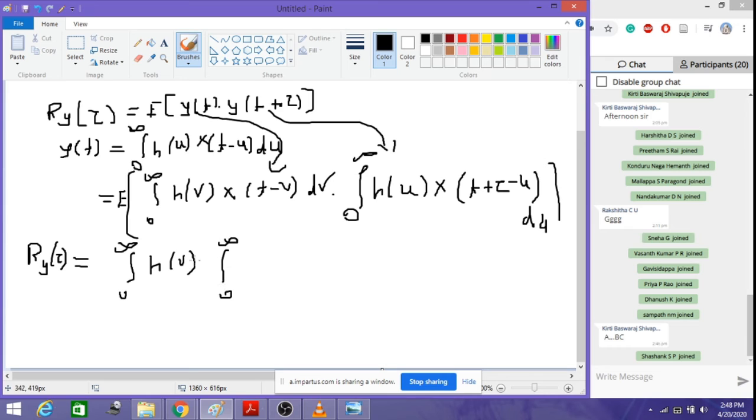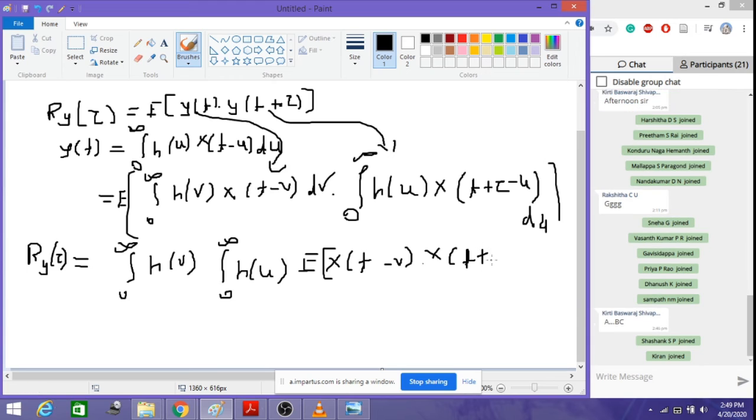The right hand side, rearranging the impulse responses h of v and h of u, when we combine these terms, is the expectation of x of t minus v into x of t plus tau minus u, into dv into du. So this is nothing but our autocorrelation function.